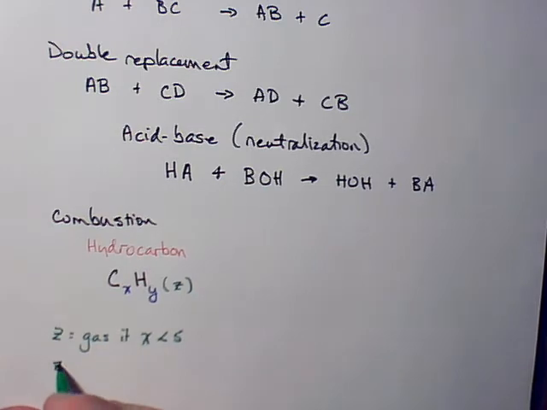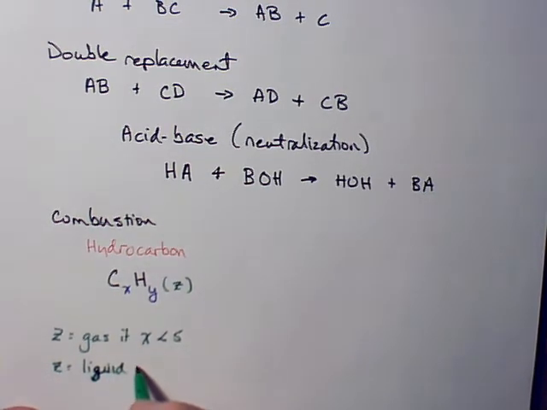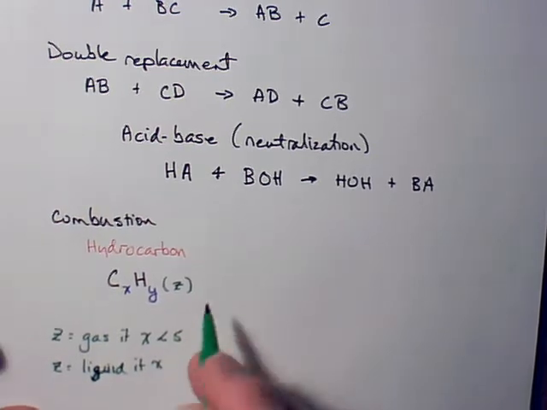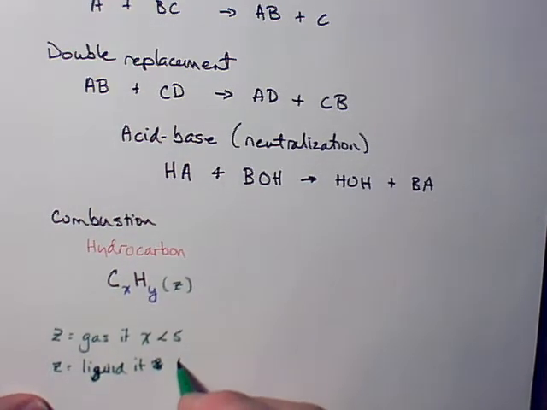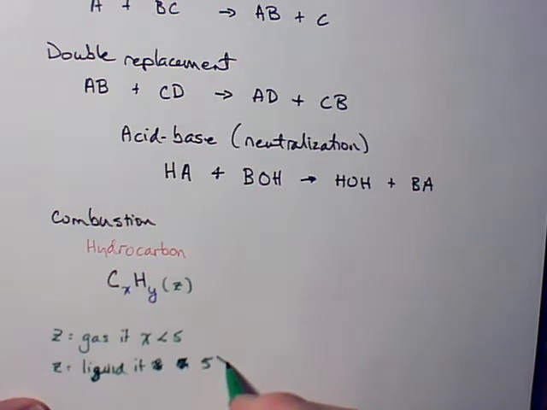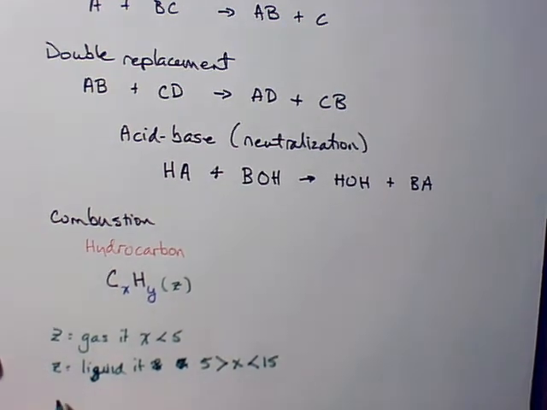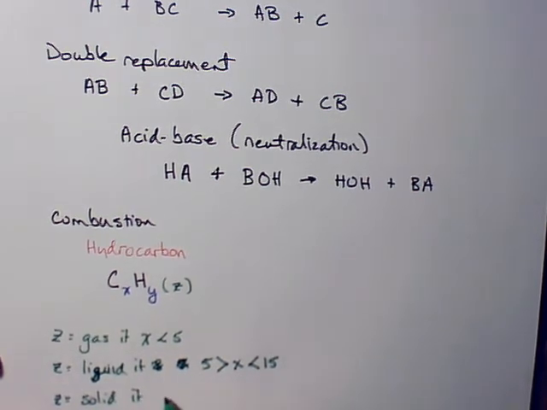Okay? Z is going to be a liquid if X is, well, let's do it this way. X is, let's see, 5 is less than X, and X is less than 15. Then Z is going to be a solid if X is greater than 15.